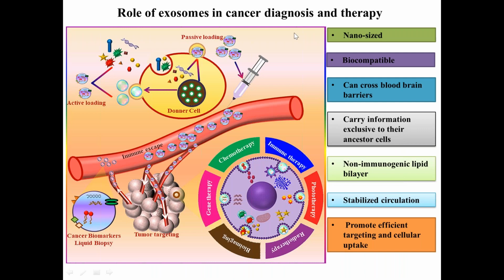Exosomes are attention-grabbing therapeutic tools for cancer therapy, and they are very common nowadays. Exosomes have some specialties which make them very common for cancer drug delivery, as they are nano-sized, biocompatible, can cross the blood-brain barrier, carry information exclusive to their ancestor cells, have a non-immunogenic lipid bilayer, stabilize circulation, and promote efficient targeting and cellular uptake.